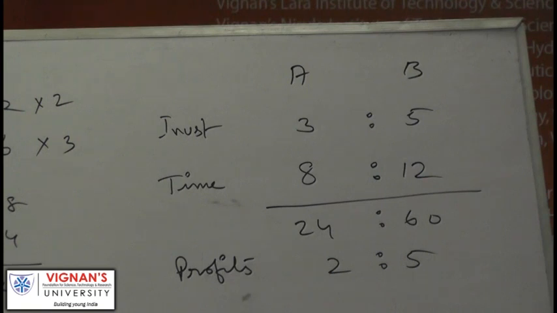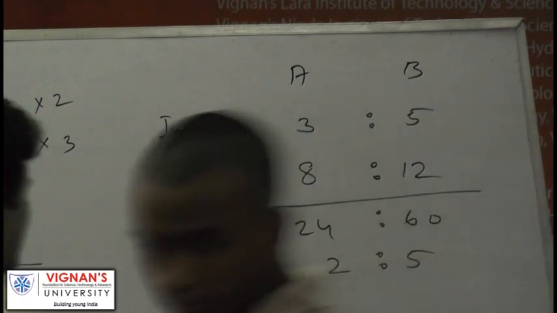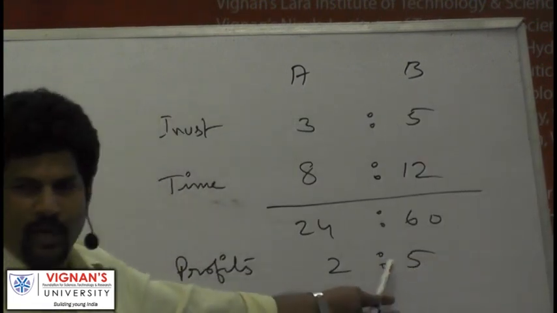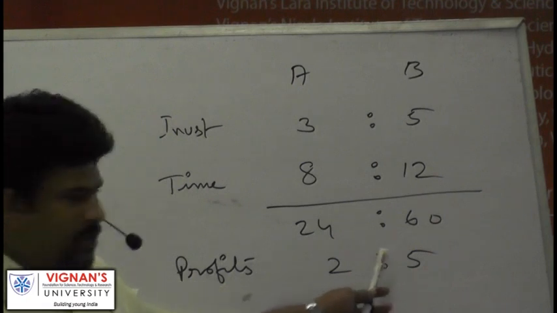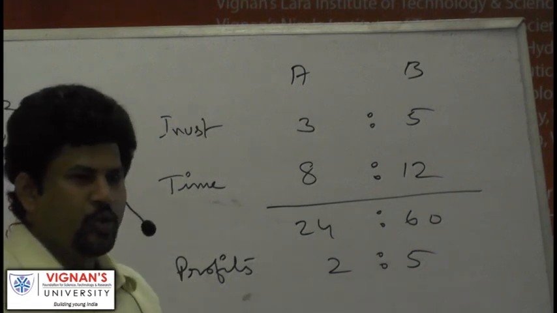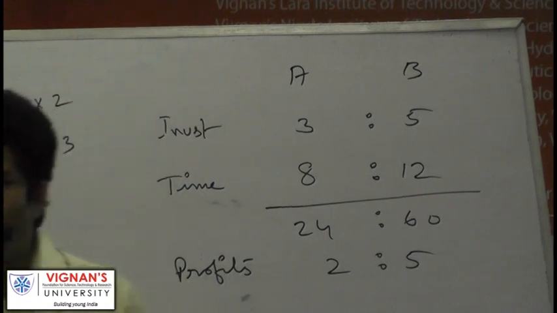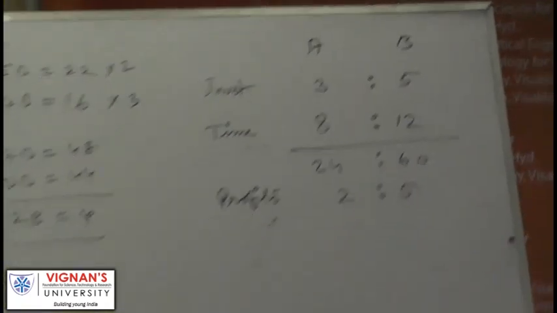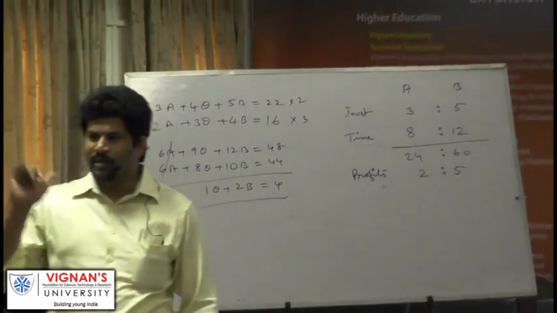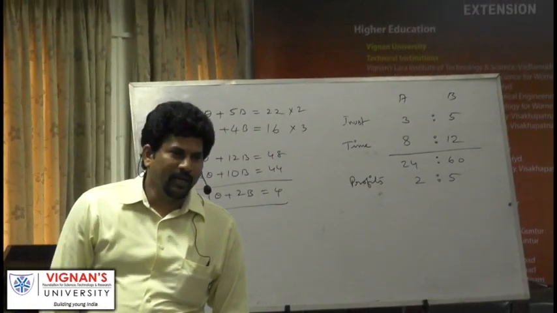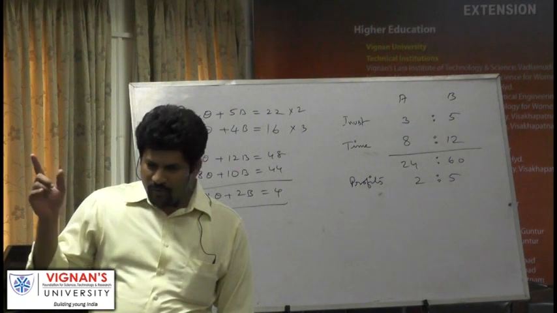Now the problem says, after 1 year, B got rupees 15,000 more than A. B's profit is 15,000 rupees more than that of A. Here B is getting 5 parts of profit. A is getting 2 parts. So B is getting 3 parts more. But the problem says B is getting 15,000 extra. What does that mean? 3 parts is equal to 15,000.